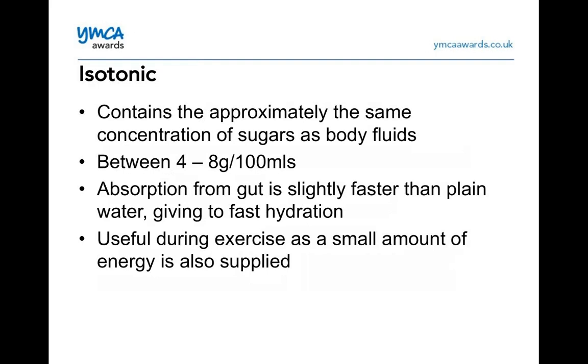Whereas an isotonic drink contains approximately the same concentration of sugars as the body fluids, so 4 to 8 grams per 100 mils. Absorption from the gut is slightly faster than plain water, giving faster hydration.